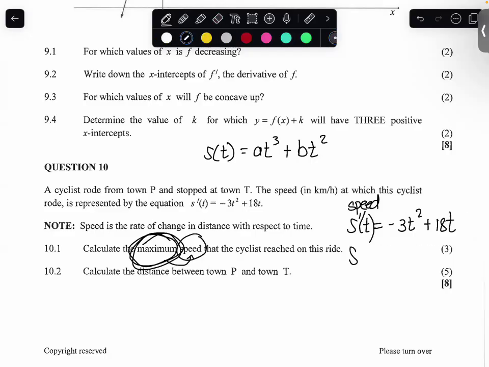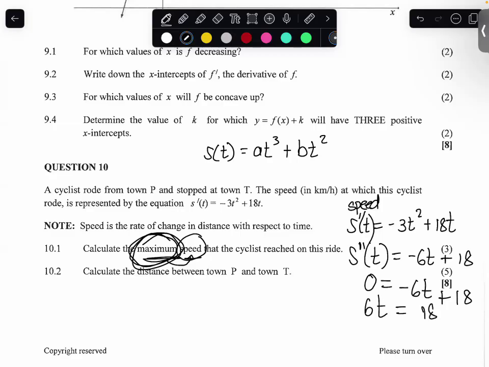And so if I do that, it's going to represent S double prime t. That gives me minus 6t plus 18. When you're saying maximum speed, you have to make it equal to 0. And you're going to solve for t. So this is 6t is equal to 18, divide both sides by 6, then t is equal to 3.